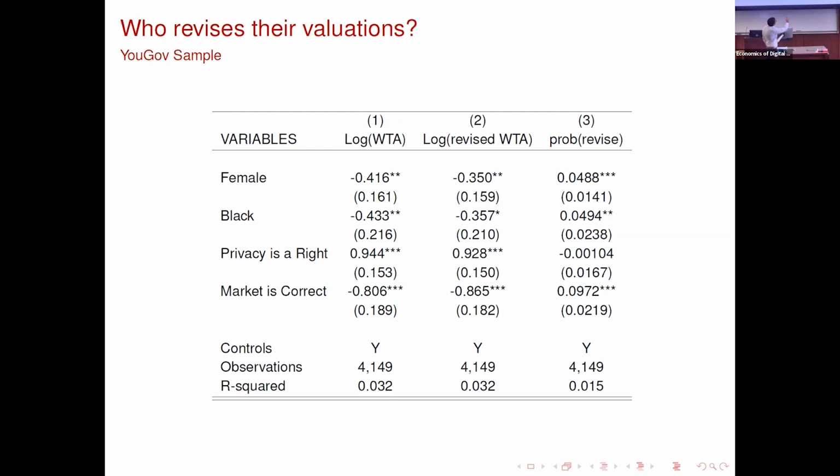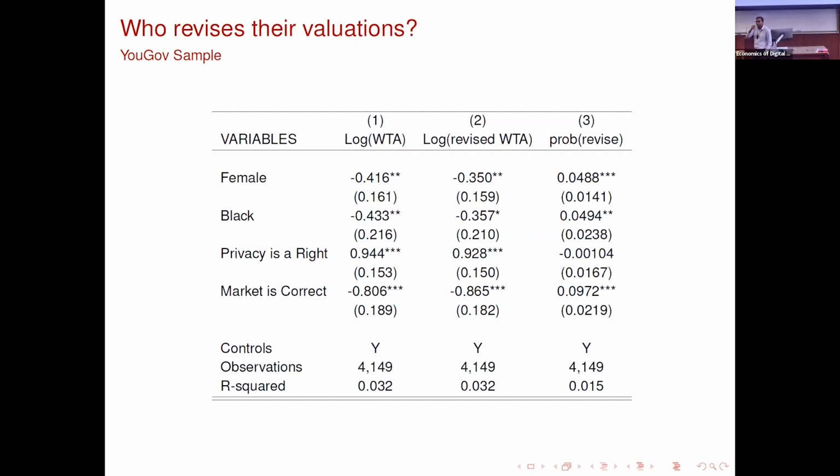In the third column, we look at the probability of revising once they get the information treatment. It's exactly those demographics who have low valuations, like women and black individuals, who are more likely to update, controlling for the baseline valuation. So this is controlling for it. Those groups are more likely to update once they get the information treatment. But also those who believe in markets are more likely to update. But those who strongly believe in privacy as a fundamental human right don't update even after getting the information treatment.